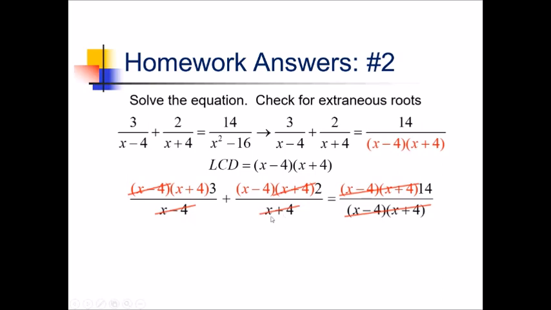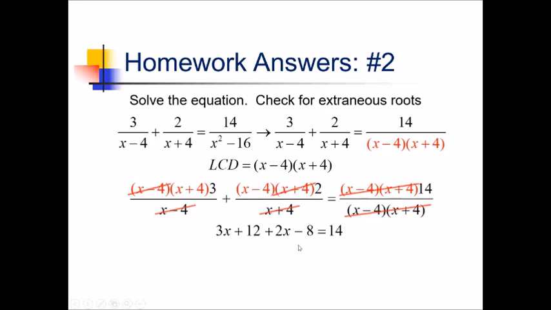So going back through and cleaning up this mess, we have an x plus 4 and a 3 in our first fraction. Distributing that 3, we have a 3x plus 12. In the next fraction, we have an x minus 4 and a 2 that's kind of hiding over there. So that's a 2x minus 8 if I distribute. And we have just a 14 on the other side of the equals.